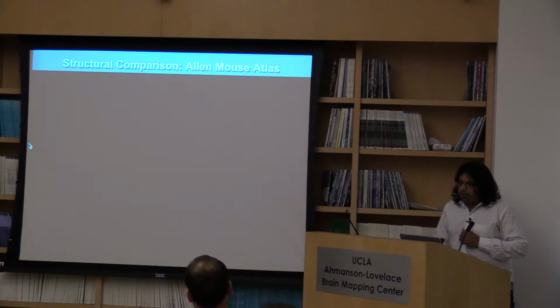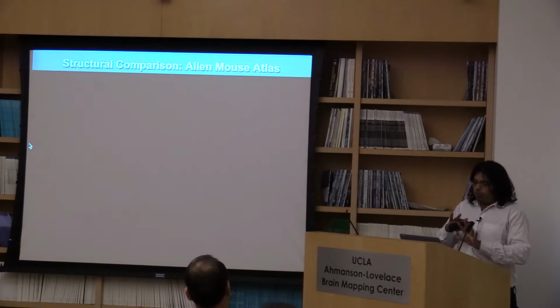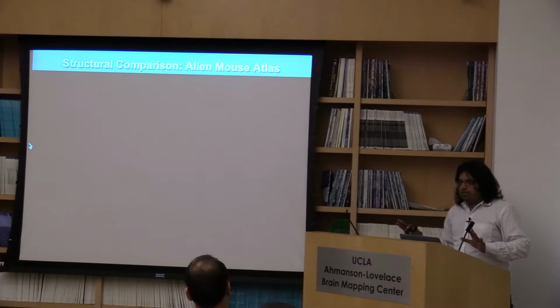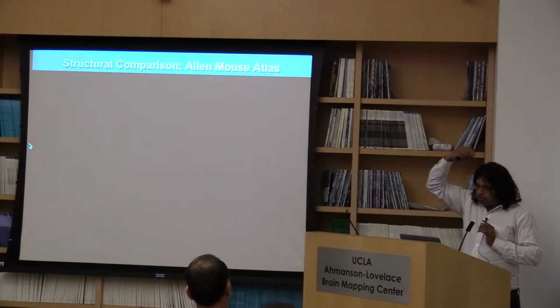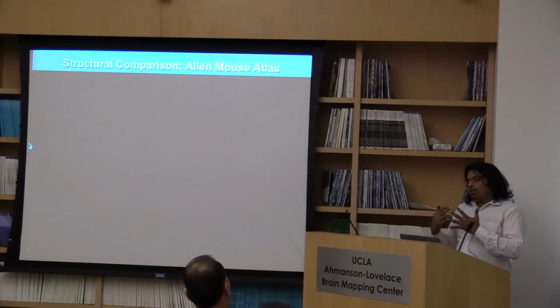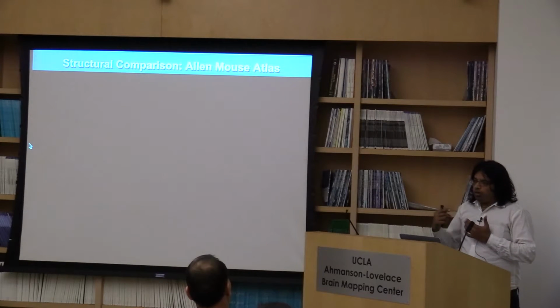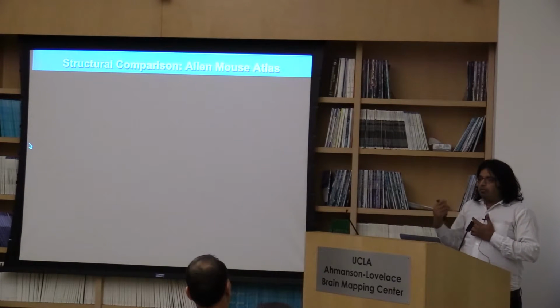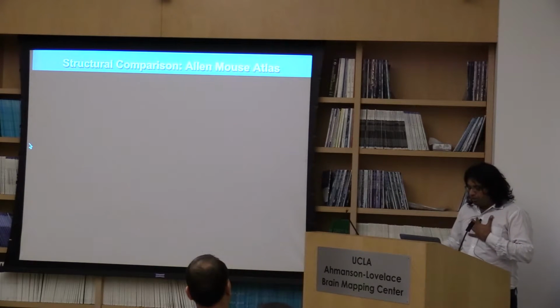In the next step, we performed a comparison of our structural connectivity results with the Allen mouse connectivity atlas. What the Allen Institute did is they injected retrograde tracers in the cortex, and then they looked at their propagation, and these maps are available online. People have also done a lot of work with monkeys, like Peter Strick, but these maps are not available in public. So we compared with the mouse, which was available.